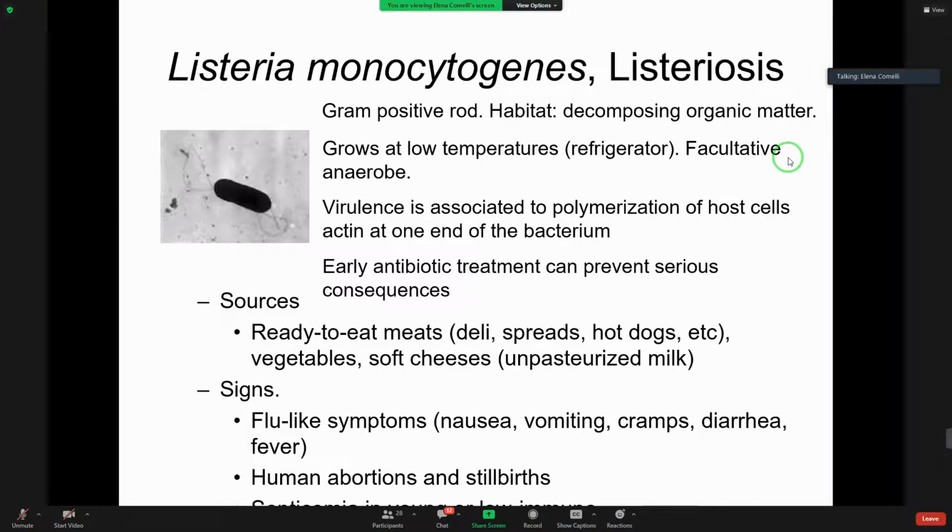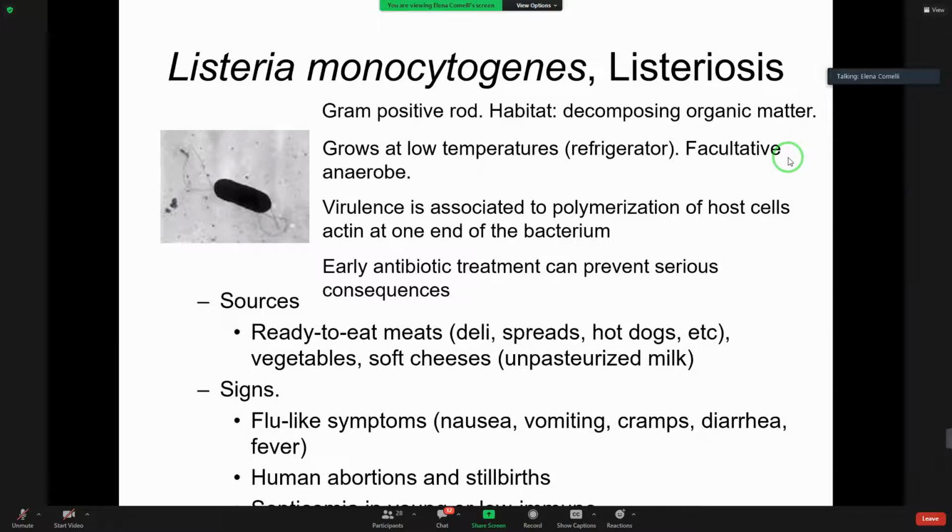So how can we get infected with this bacterium? Again, it's unpasteurized milk and dairy products obtained from unpasteurized milk, such as many different cheeses, vegetables that are not properly washed, and ready-to-eat meats that are a main source of Listeria monocytogenes infection. Like deli meat, spreads, hot dogs, and so on.